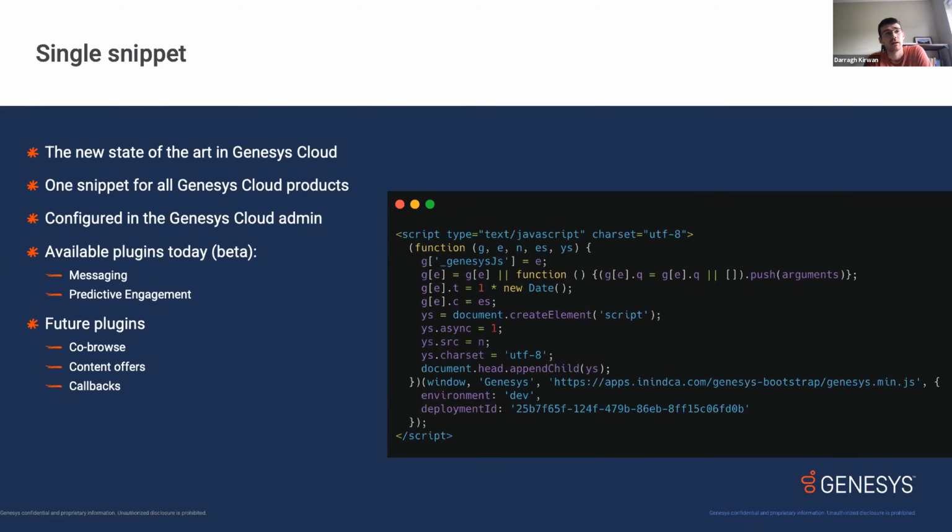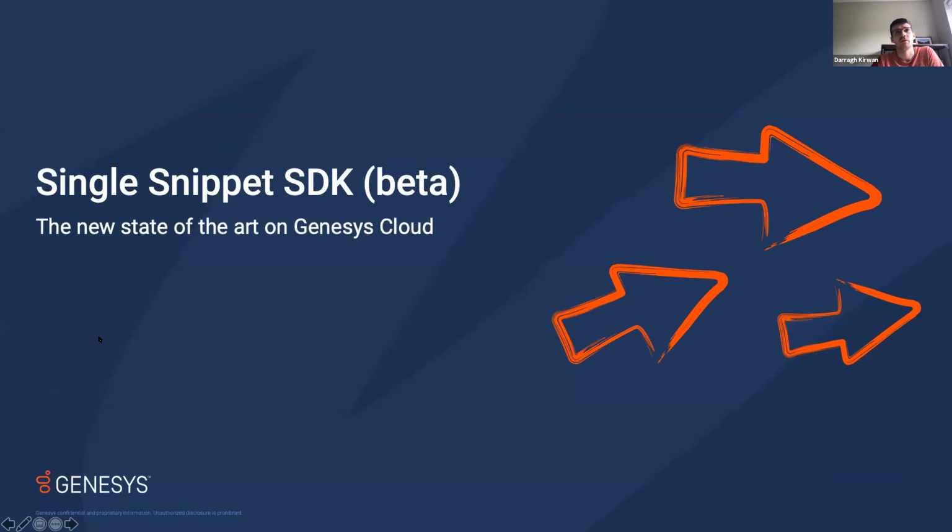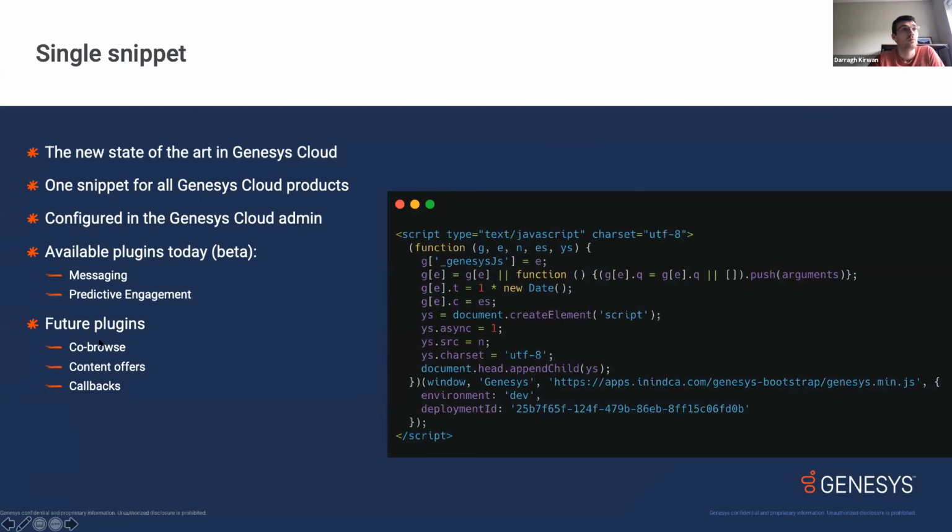And today, the following plugins are available in beta. So we've got web messaging and predictive engagement. Those are available in beta right now. And in the future, we're going to offer co-browse, content offers, and callbacks. And those are all going to work seamlessly together. You're not going to have to download any new SDK or anything. You just configure it in the Genesys Cloud admin and deploy it.